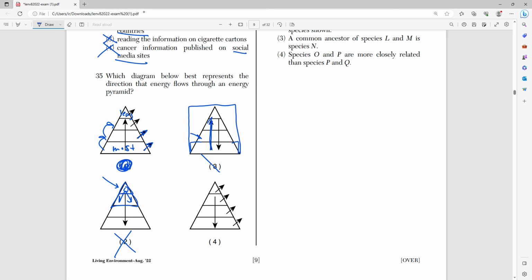So that leaves us with number 3. Number 4, we just said that energy has to flow up. So that leaves us number 3 as the right answer, right? Remember, in an energy pyramid, some of it is lost to heat, right? About 10% of it is lost to the environment. So you need those arrows that face out. And the second thing you need to remember is that it flows up, right?